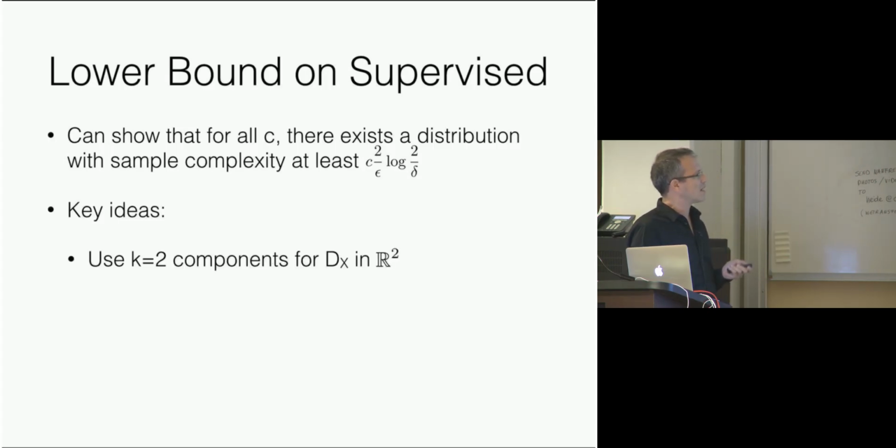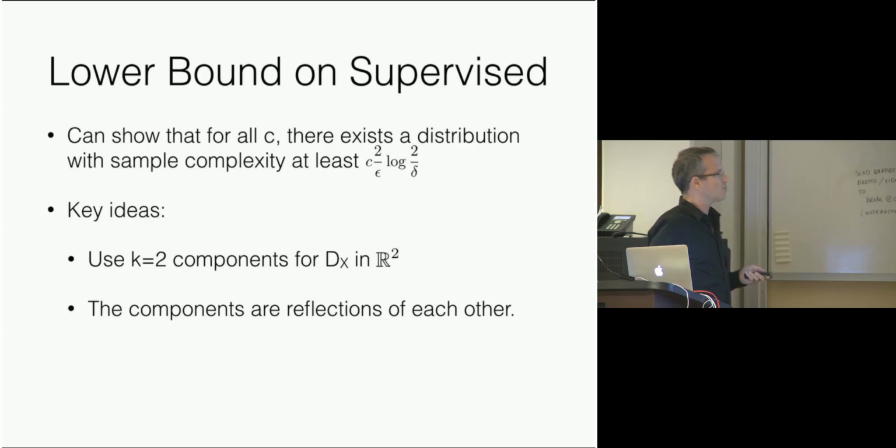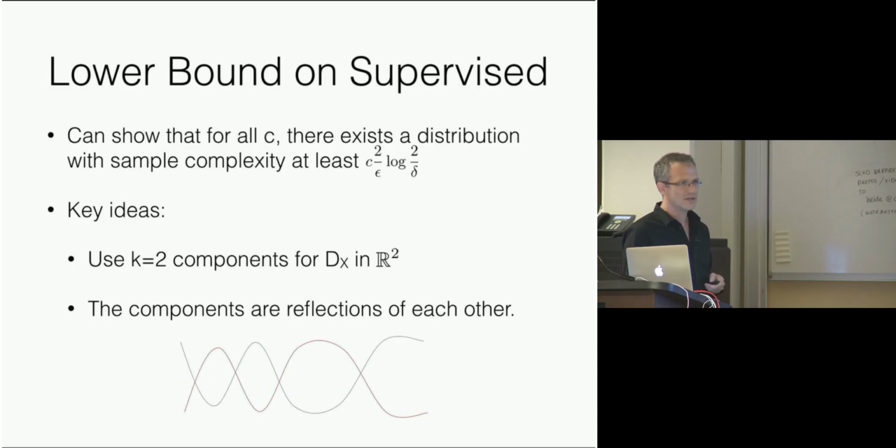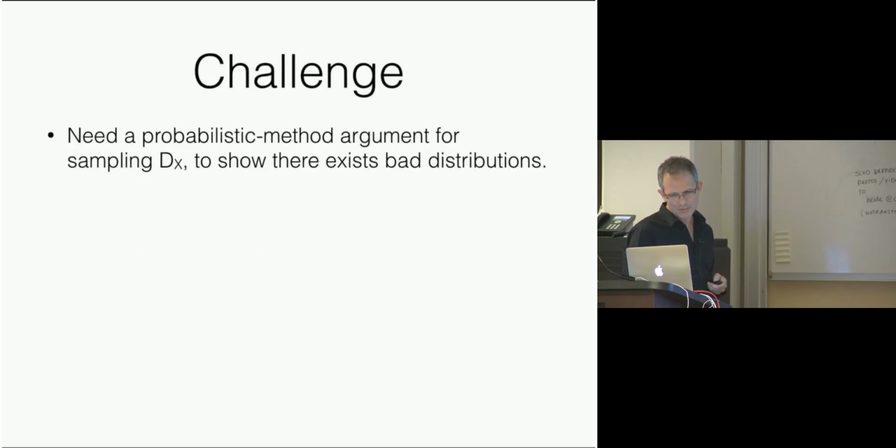And the key ideas are, for the data distribution, what we use to show this gap is just a distribution with two components in R2. And these components are reflections of each other. So you see this is minus that. So we use a union of two functions, one which is the minus of the other. So that's what we use to demonstrate the gap.